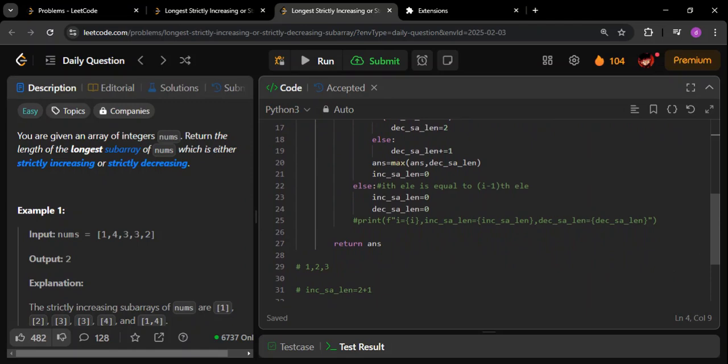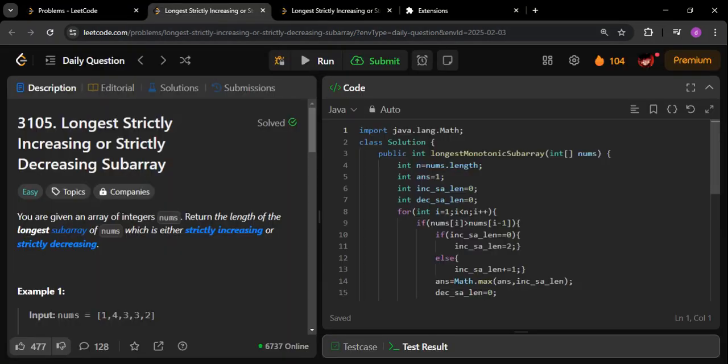You can go through it. I will give it in the comment section. Next is the Java solution. Exactly the same. Believe me, exactly the same. I am even keeping the variable names the same, so that you get clarity on what is happening.